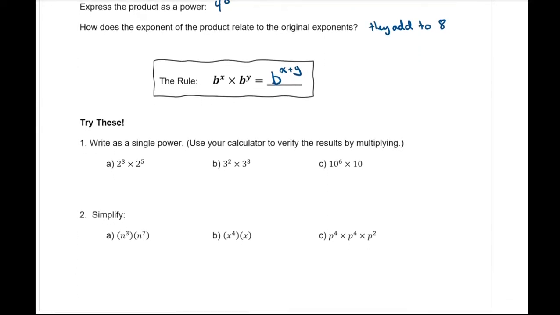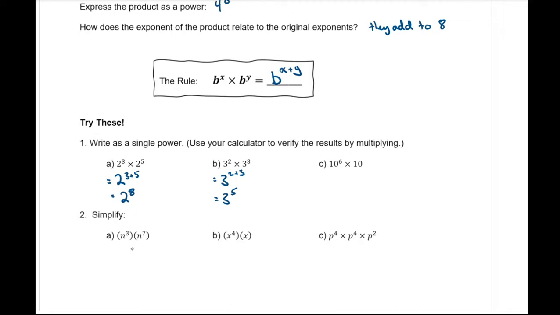I'm going to go through a couple of each one, and I'll let you try the last two on your own. For example, in 1a, we have 2 to the power of 3 times 2 to the power of 5. This becomes 2 to the power of 3 plus 5, because they have the same base, so we add our exponents. So here we have 2 to the power of 8. In b we have 3 to the power of 2 times 3 to the power of 3, the same base. So we can use our rule, which would be 3 to the power of 2 plus 3, which is 3 to the power of 5. I'll leave c for you to try on your own.